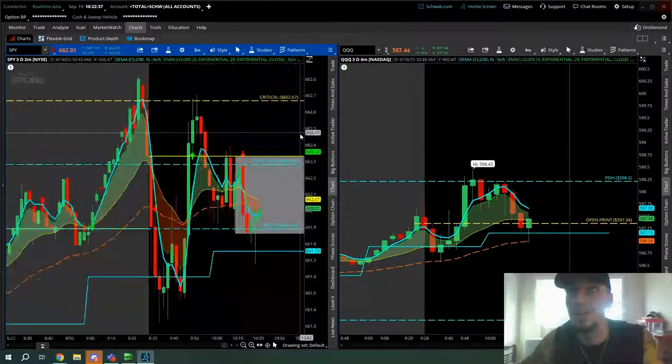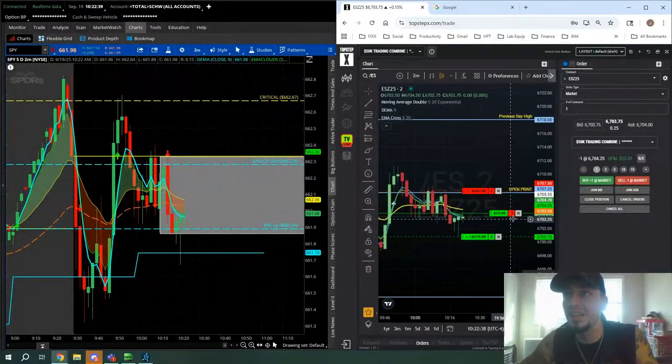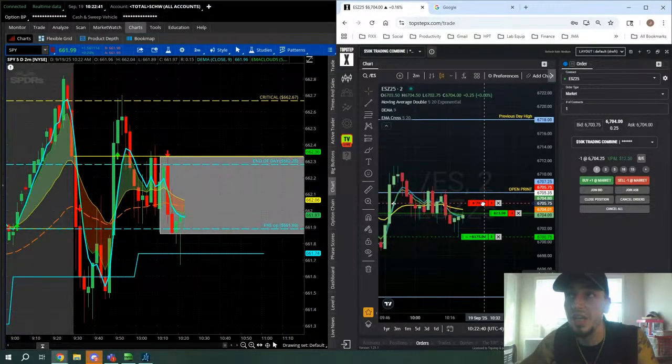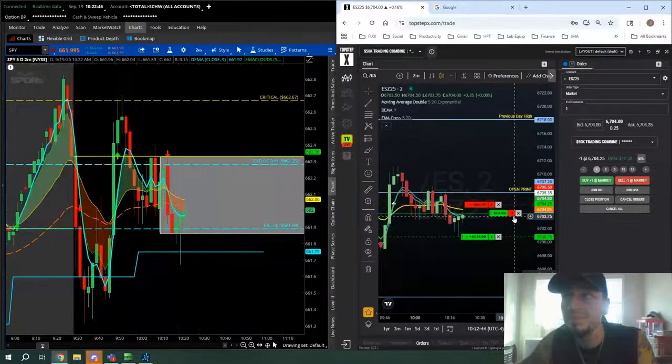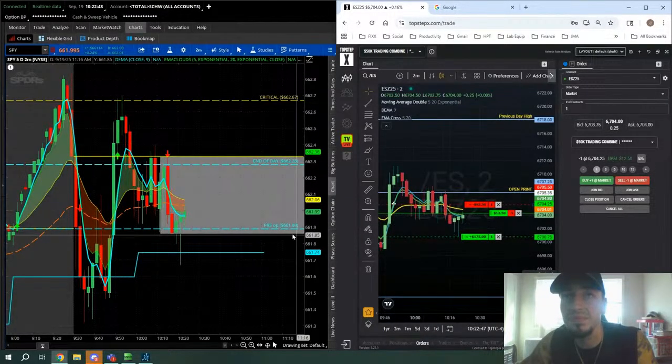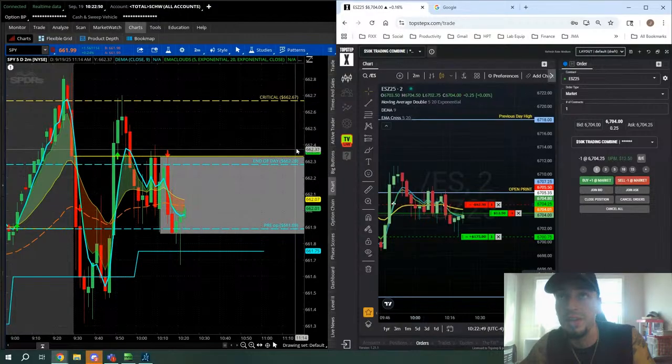Yeah, look at NQ. She's looking a little shady, baby. I'm going to keep a tight one on here. All right, let's see if that 20 can continue to hold here.